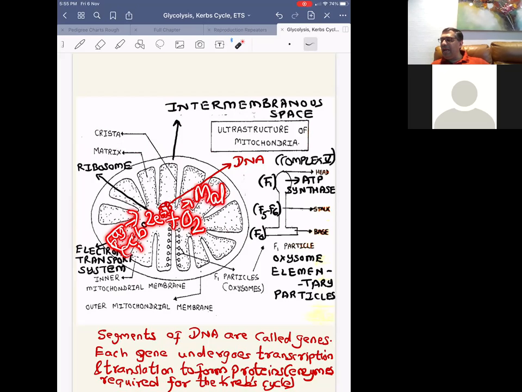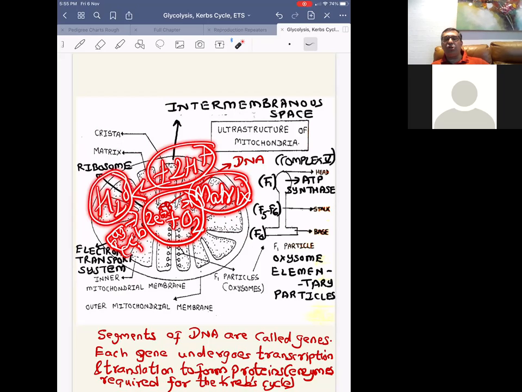And in the matrix, what does oxygen with electrons do? It combines with protons which were left in the matrix and forms water, which is called terminal oxidation. So this is what we had done last session.